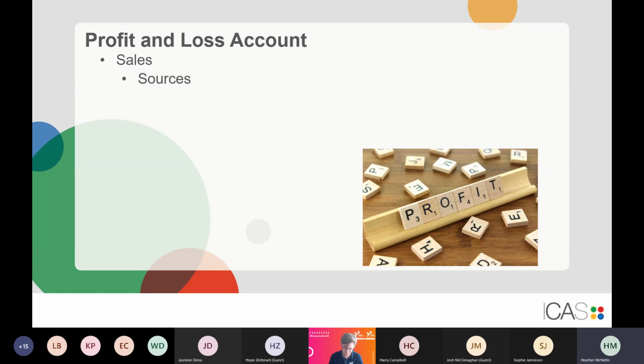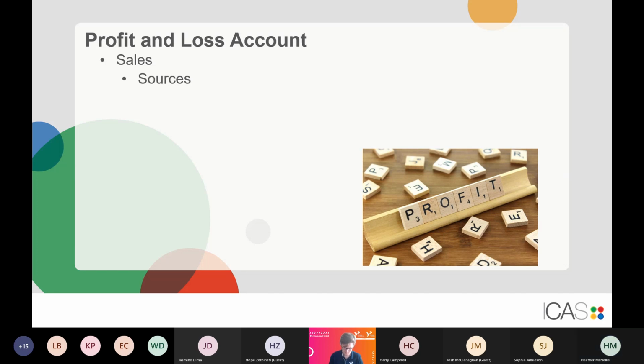So when we're thinking about our profit and loss account and what we want to analyse from here, I've jotted down some ideas that you're going to then put into your reporting. In terms of your sales, that first line at the top, I want you to have a think about, well, where did those sales come from? What sources did they come from?